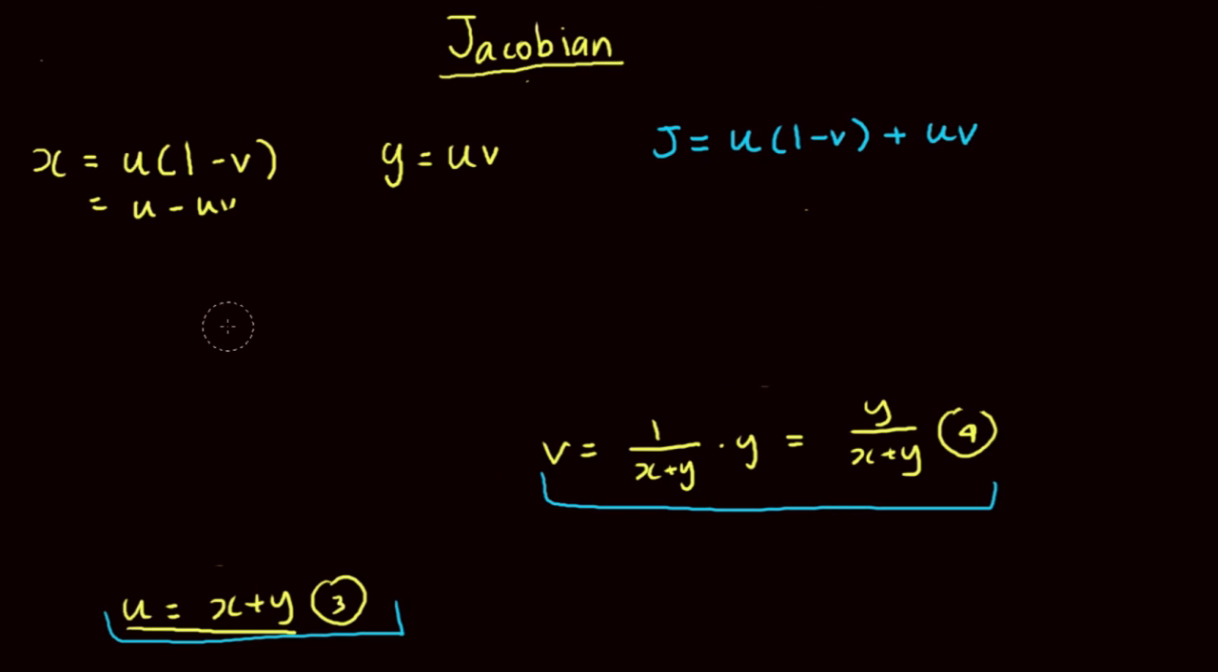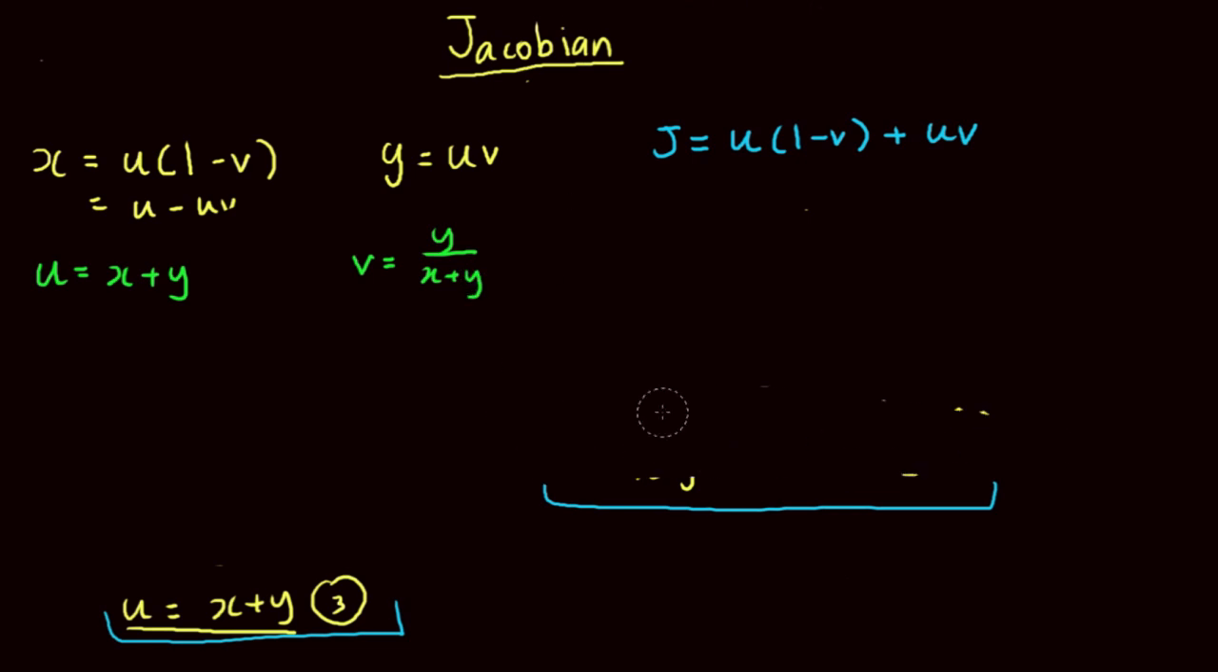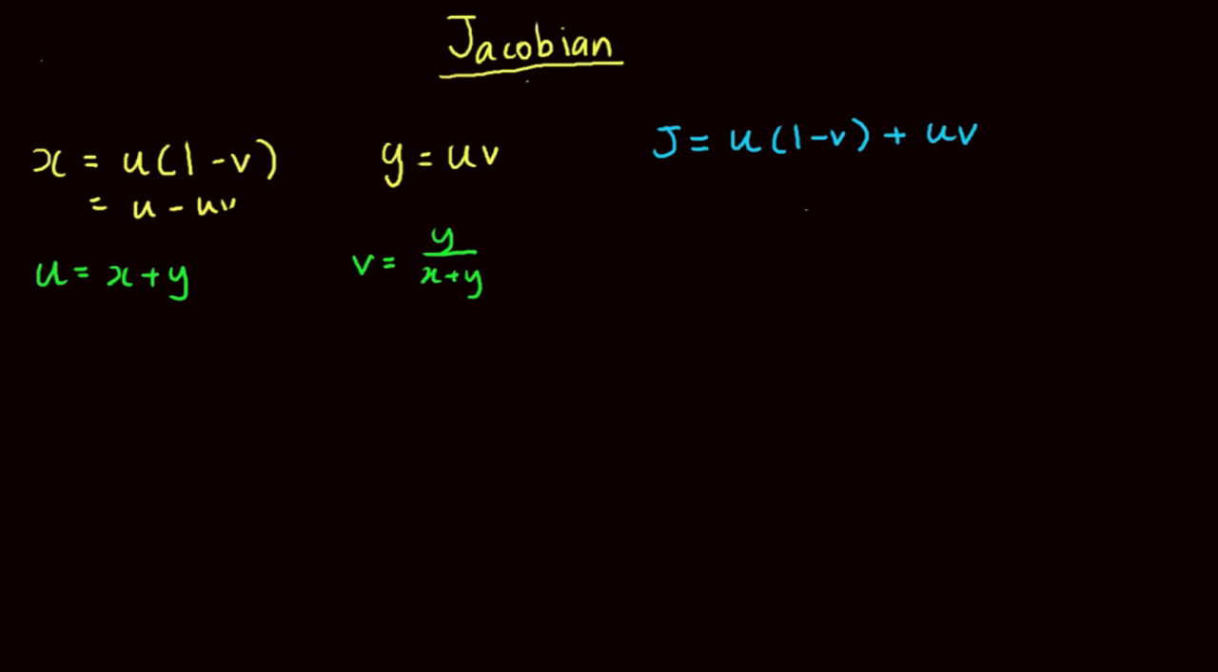So this is our inverse transformation. Okay, so I'm going to write in green. That means our u is obviously x plus y, and our v is simply y over x plus y. Okay, so that being said, let's find the Jacobian inverse, which is just equivalent to the matrix with ux, uy in the first row and vx, vy in the second.